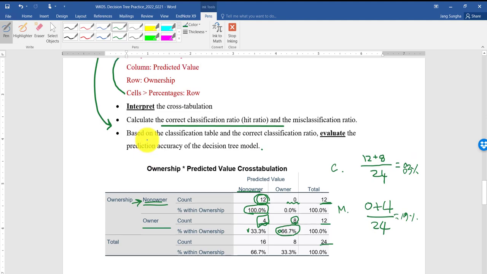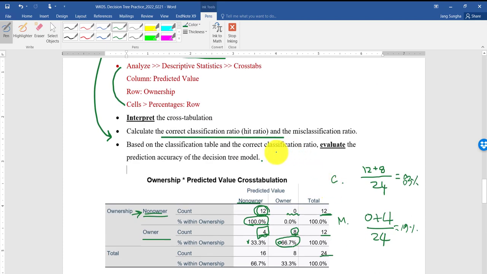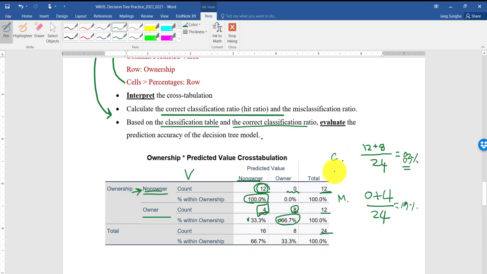Then the last question regarding prediction, based on the classification table and the correct classification ratio. I ask you to take a look at the patterns in this table, and the correct classification ratio, like this number. Again, later when you analyze or evaluate the prediction accuracy of a model, do not just rely on the correct classification ratio. You need to understand the pattern here.